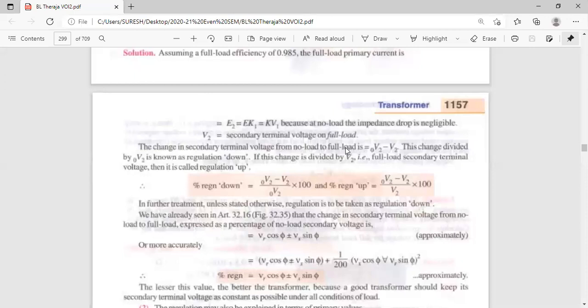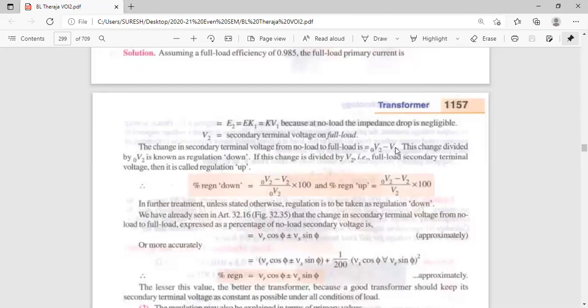And full load, what do you mean by full load? The secondary winding is connected to load. No load means the secondary winding is not connected, open circuited. We are not connecting the load to the secondary winding. Full load means we are connecting some load to the secondary winding. During no load, the voltage is V2 naught. When we connect the load, the voltage across the load is V2.